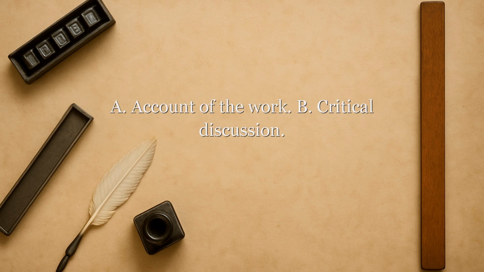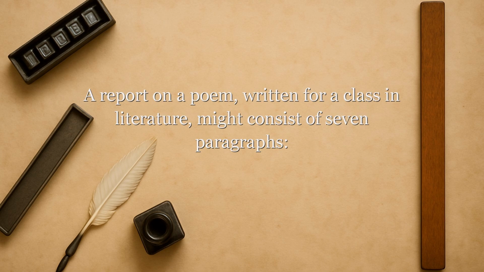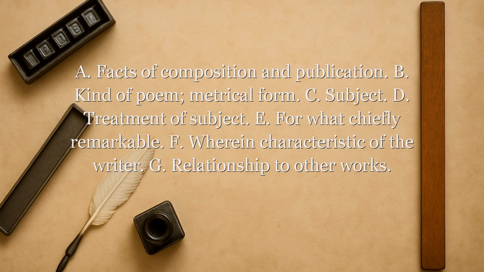A. Account of the work. B. Critical discussion. A report on a poem, written for a class in literature, might consist of seven paragraphs. A. Facts of composition and publication. B. Kind of poem, metrical form. C. Subject. D. Treatment of subject. E. For what chiefly remarkable. F. Wherein characteristic of the writer. G. Relationship to other works.